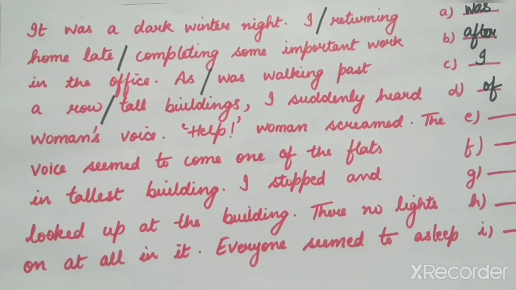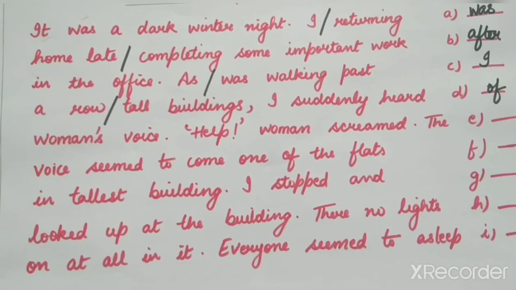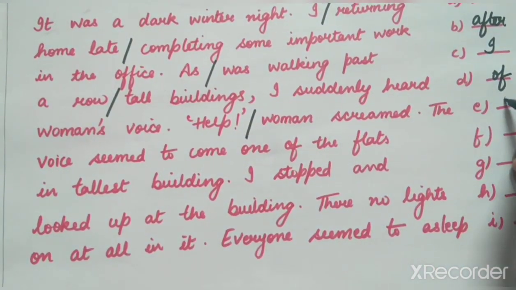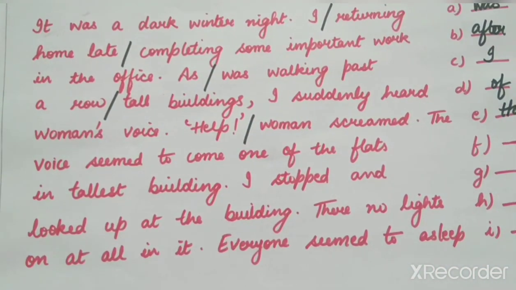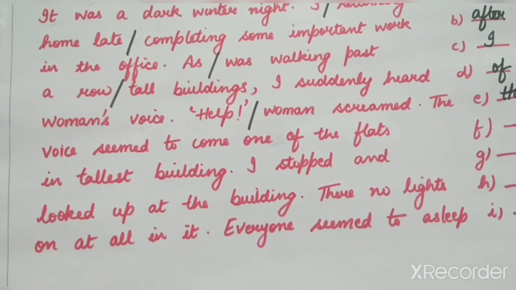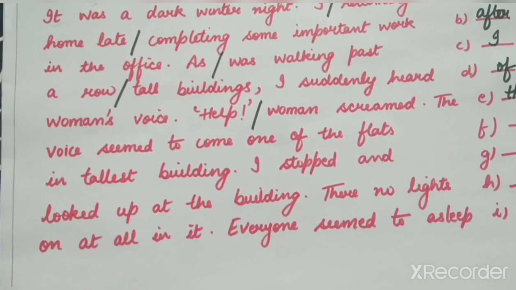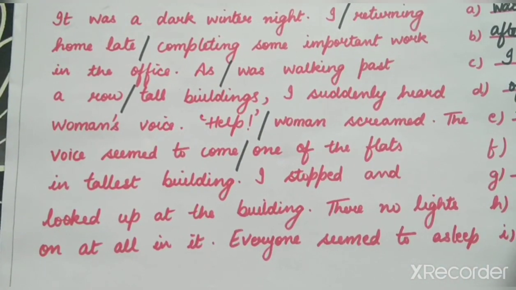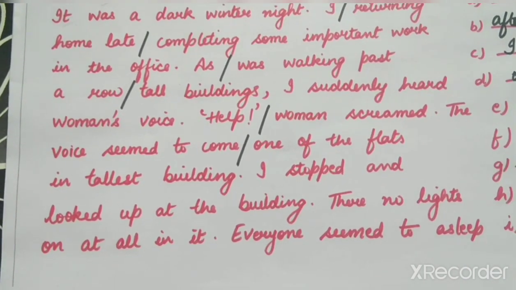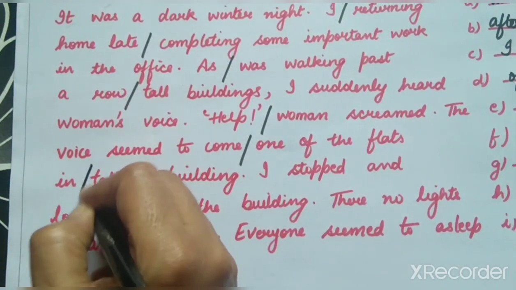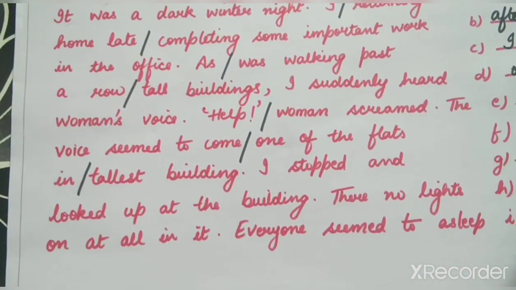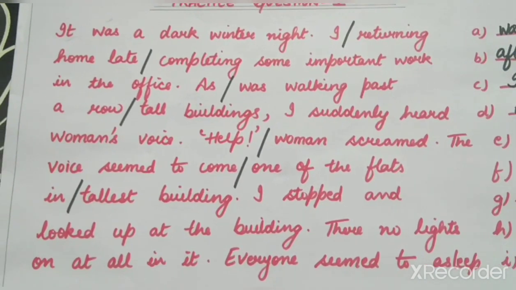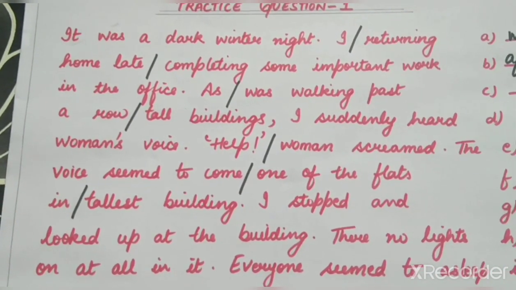I suddenly heard woman's voice. "Help!" woman screamed. Now the same woman is screaming, so the article the is missing here. The woman screamed. The voice seemed to come one of the flats. The voice seemed to come from one of the flats. In tallest building. Here the superlative degree is used, but the article the is not used. In the tallest building. I stopped and looked up at the building.